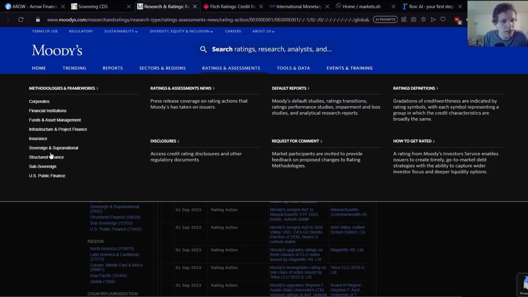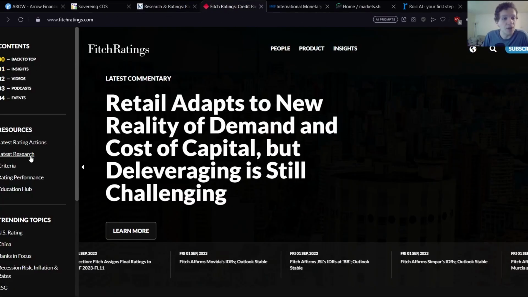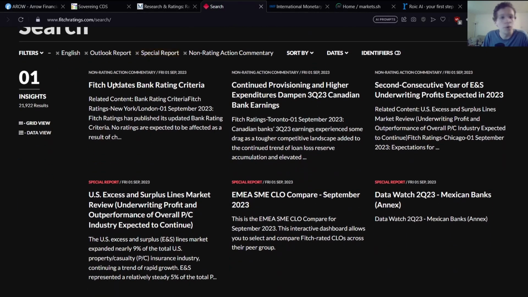You can look at sovereign bonds, but you can also look at US public finance and other kinds of stuff. So you can really drill down there depending on what you like, and you can sign up for their mailing list and get the reports. Same goes for Fitch. I think they actually have some really cool stuff in their latest research. It'll show you Fitch updates on bank rating criteria, or things that dampen the third quarter of 23 Canadian bank earnings. These are the sorts of things that are really good to stay on top of and to understand. These ratings agencies publish information pretty much every day.